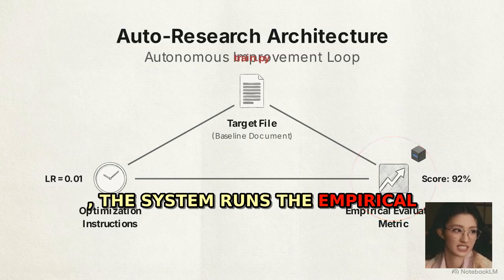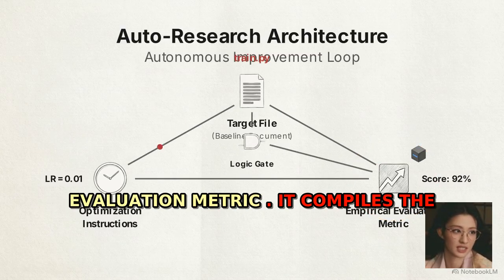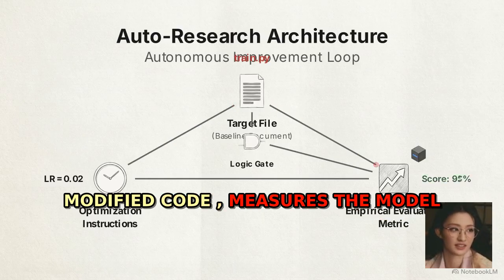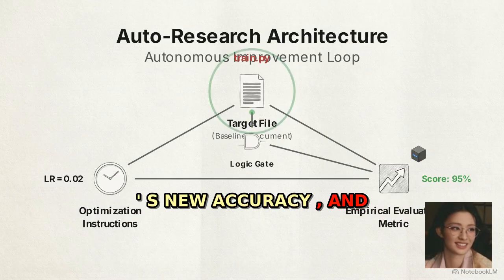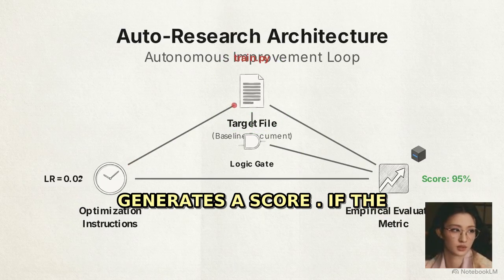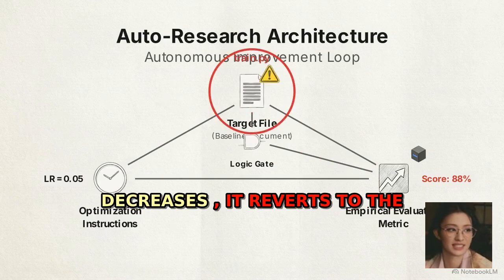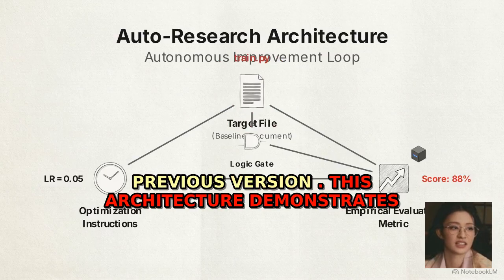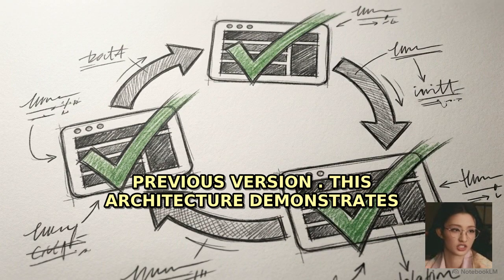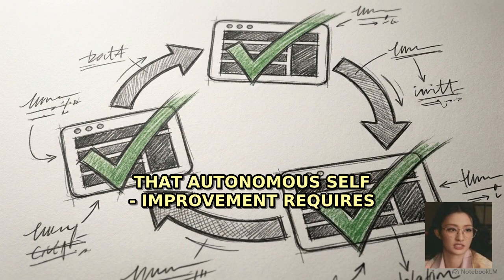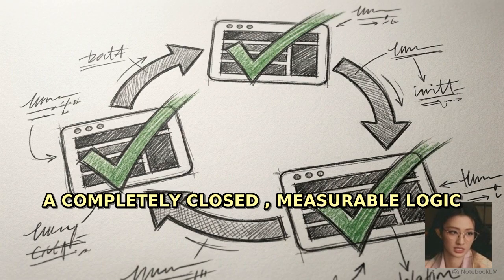Finally, the system runs the empirical evaluation metric. It compiles the modified code, measures the model's new accuracy, and generates a score. If the score increases, the system keeps the change. If the score decreases, it reverts to the previous version. This architecture demonstrates that autonomous self-improvement requires a completely closed, measurable logic system.